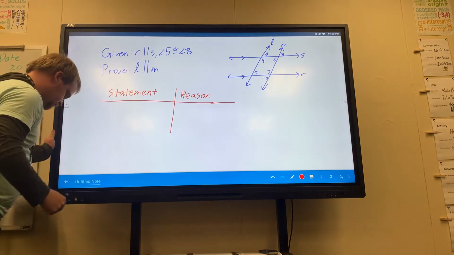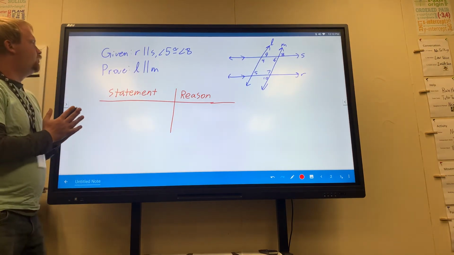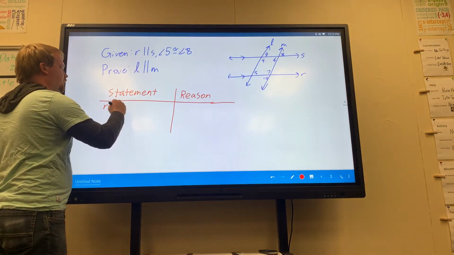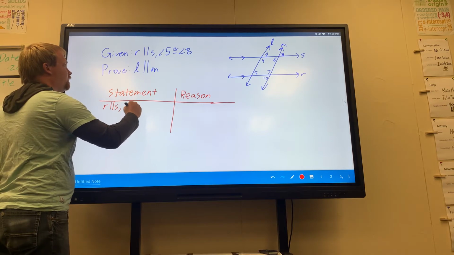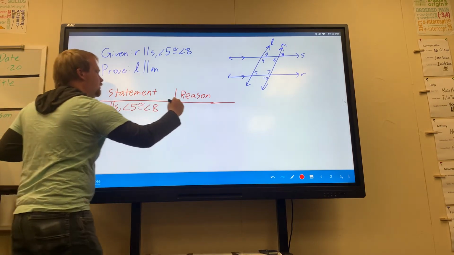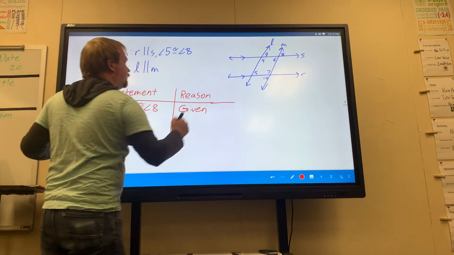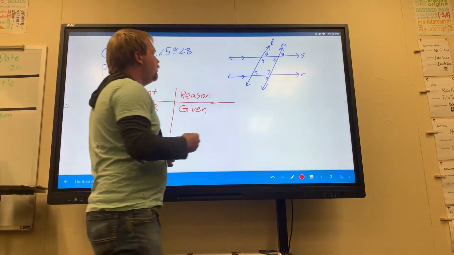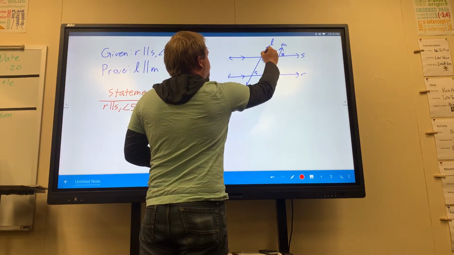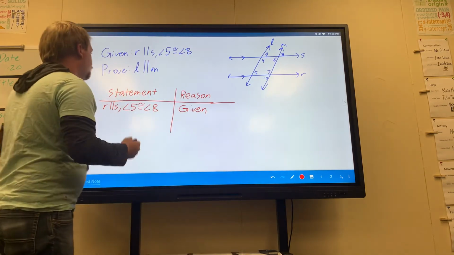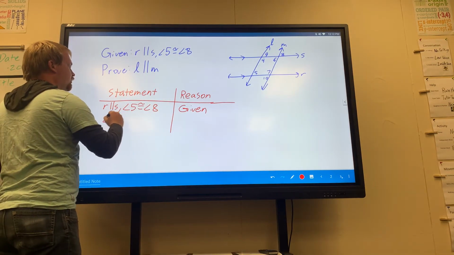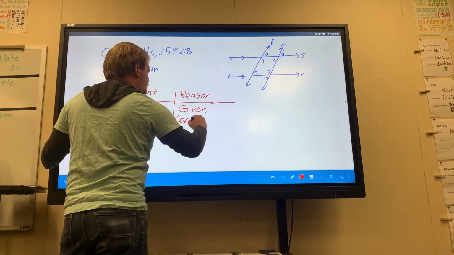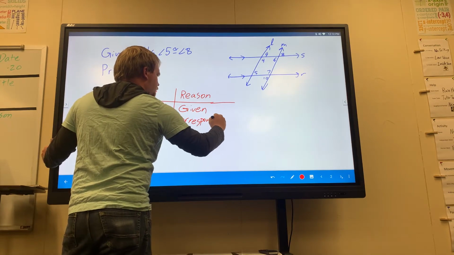Okay? Now, remember we want to give out the given information. So R is parallel to S, as well as angle 5 is congruent to angle 8. And again, the reason is given to us. Now, I'm looking at some of these pairs and trying to figure out what I can do with them. But notice that angle 5 is corresponding to angle 9. So I can say that angle 5 is congruent to angle 9 because of the corresponding angle theorem.